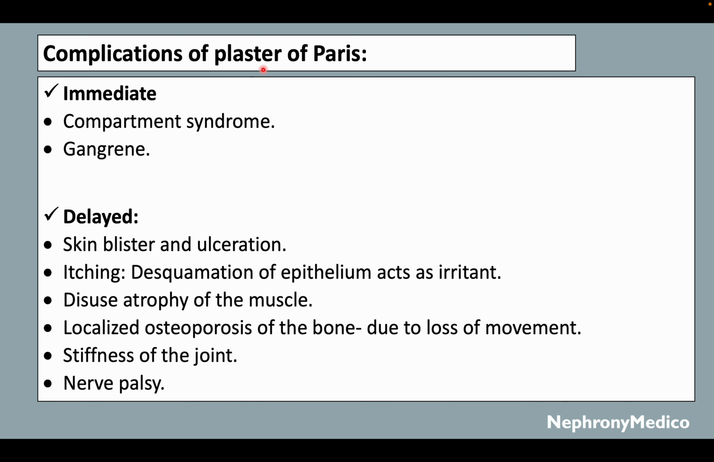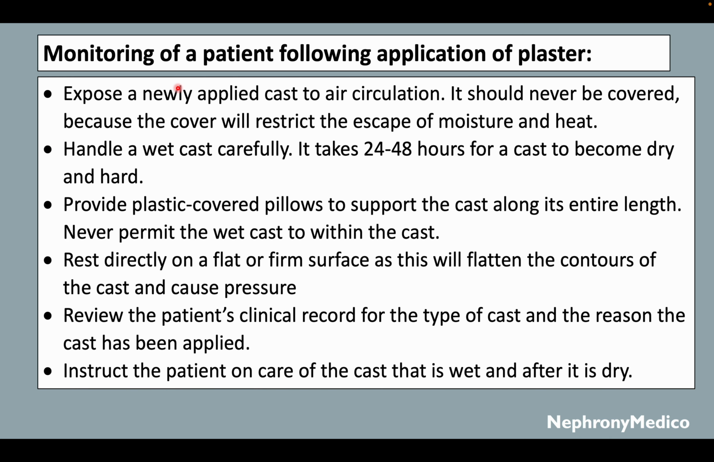Now, complications of plaster of Paris. The immediate complications include compartment syndrome and gangrene. The delayed complications are skin blister and ulceration, itching because of the desquamation of the epithelium which acts as an irritant, disuse atrophy of the muscle, localized osteoporosis of the bone due to loss of movement, stiffness of the joint, and nerve palsy.